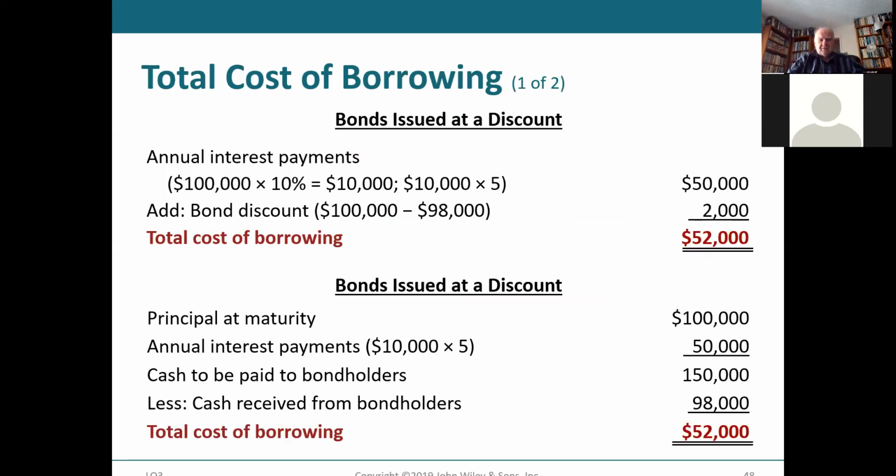Bonds issued at a discount. Okay. Well, we have a bond being issued here for $52,000. 10% times 100,000, and an annuity of 10,000 times 5. Add the bond discount, which we said was $2,000. We come up with 52,000. Bond issued at a discount here, $100,000, 50,000 annual payments. That's the cash to be paid, less the cash received from bondholders. Total cost of borrowing.